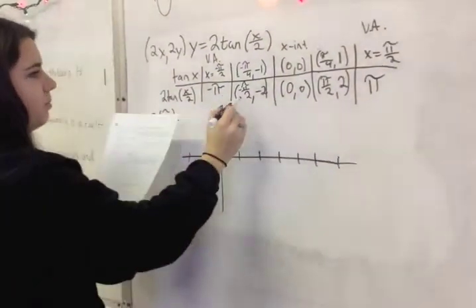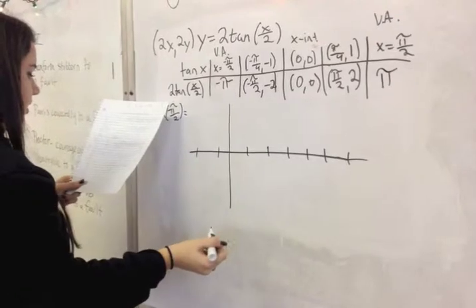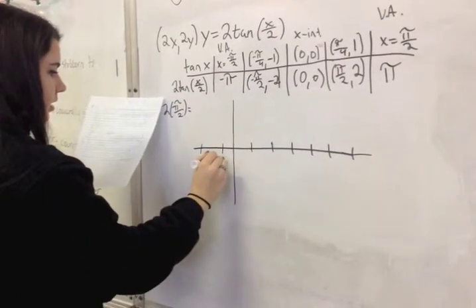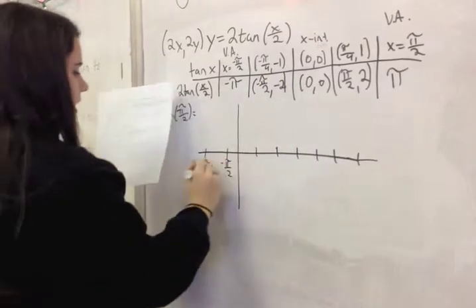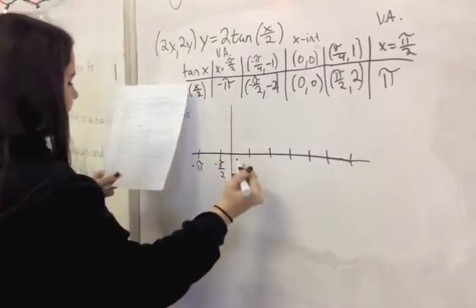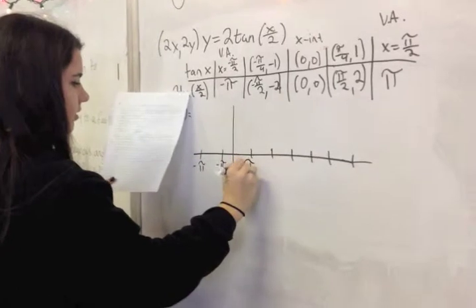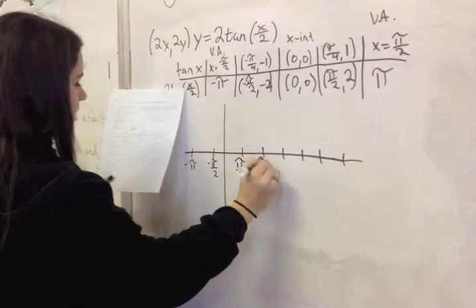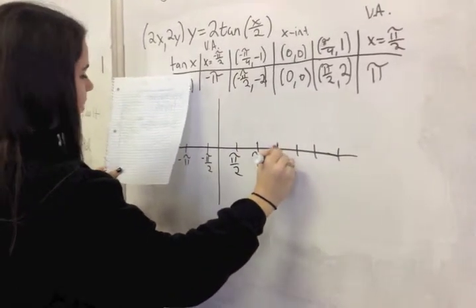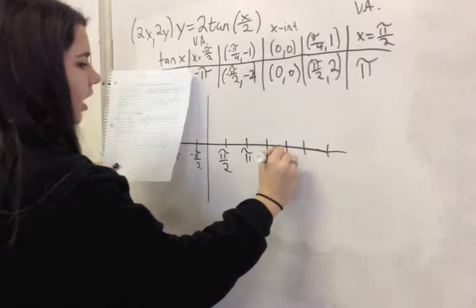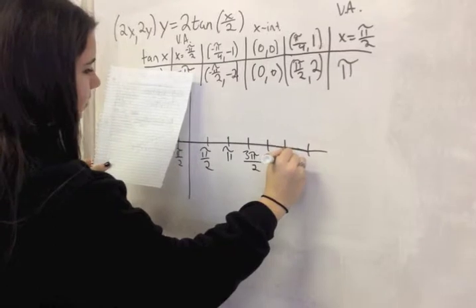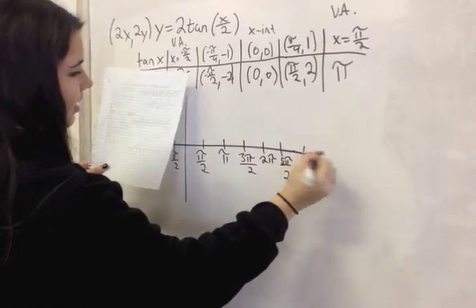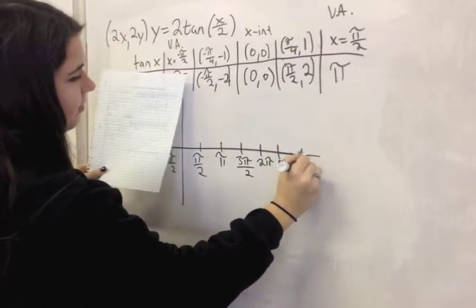So then, because it's pi over 2, that's going to be the starting point that we use. So negative pi over 2, negative pi, because that's negative 2 pi over 2. And then pi over 2, pi. And then we're going to keep going because we need 2 full periods. So 3 pi over 2, and then 4 pi over 2 is 2 pi, and then 5 pi over 2, and then 6 pi over 2 is 3 pi.